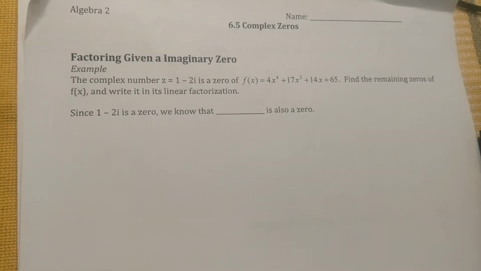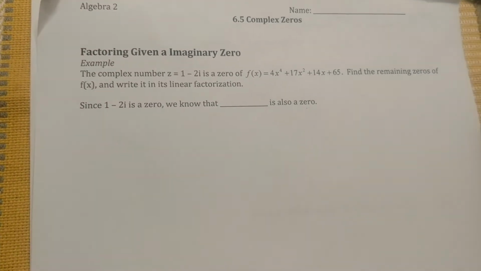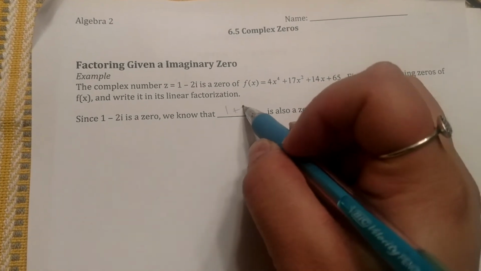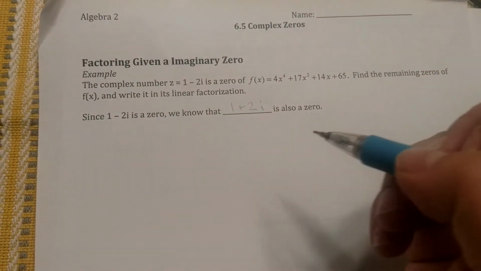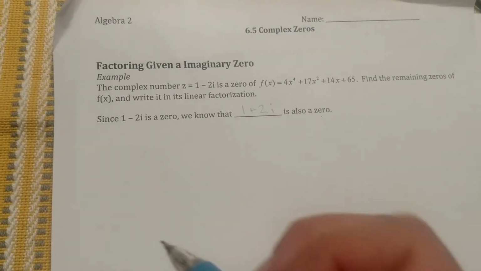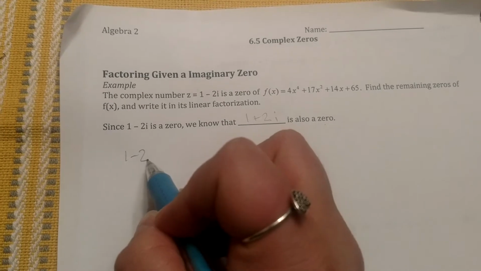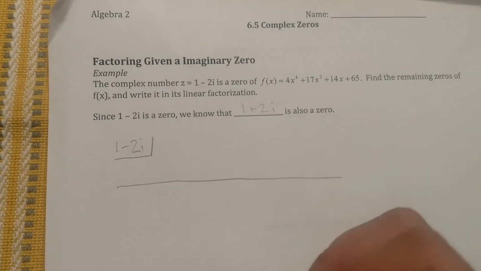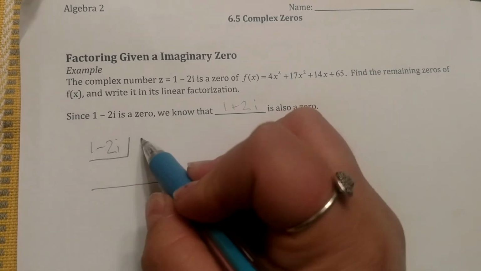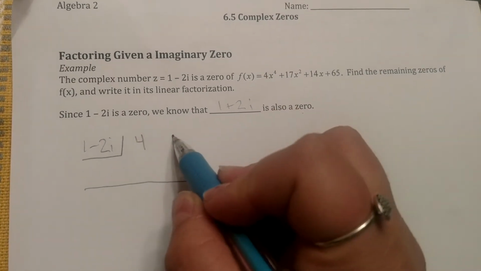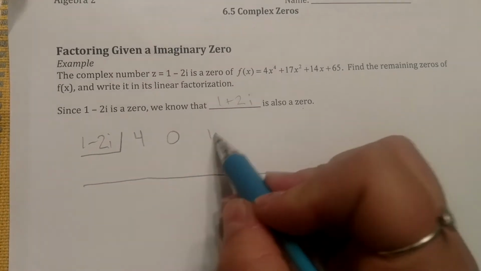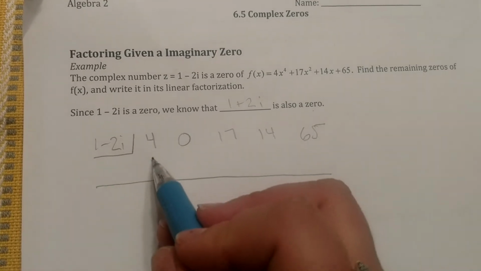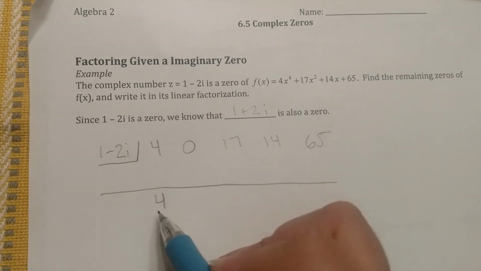in its linear factorization. We know that since 1 minus 2i is a zero, we also know that 1 plus 2i is also going to be a zero. So because that's the case, we can use synthetic division to help us simplify into linear factorization. So we write our coefficients, 4, 0 because there's a missing term, 17, 14, 65. We bring down the 4 and we multiply.